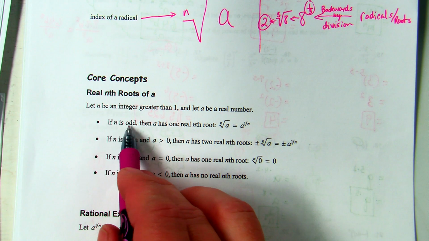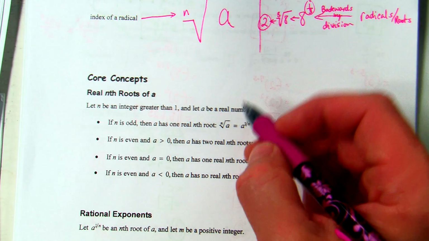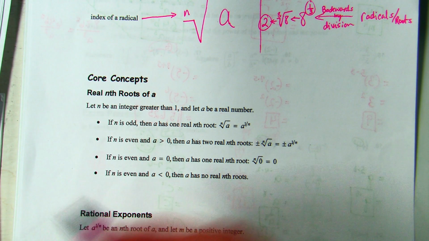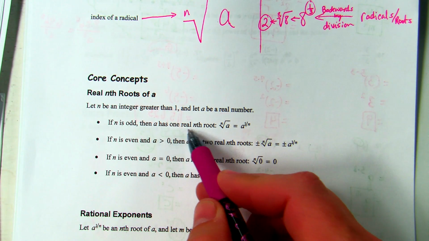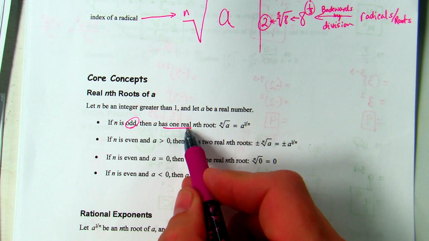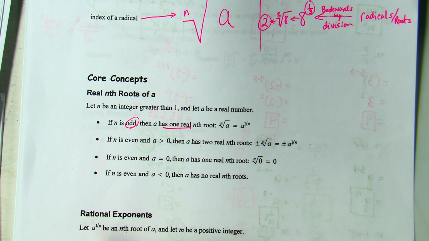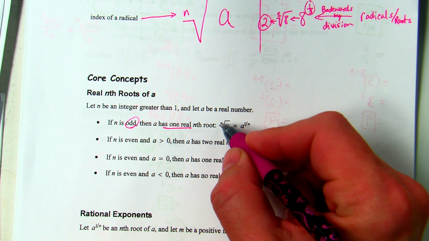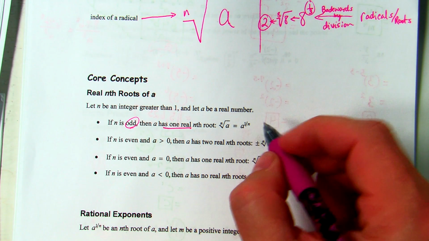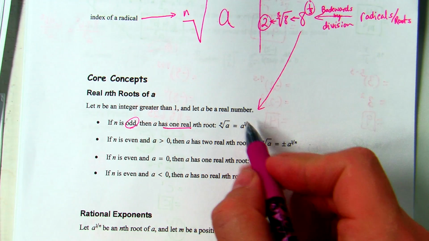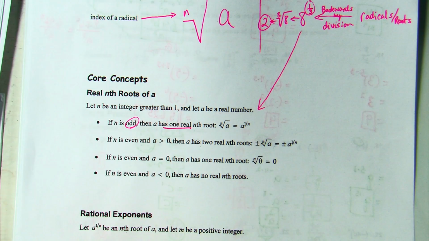If n is odd, in other words, if we have an odd number for n, like 3 or 5 or 7, then a has 1 real nth root. So the nth root of a is going to be equal to, and we showed you how to write it here, this is another example of that, the same thing as a to the 1 over n. And we'll get some practice on that in just a minute.